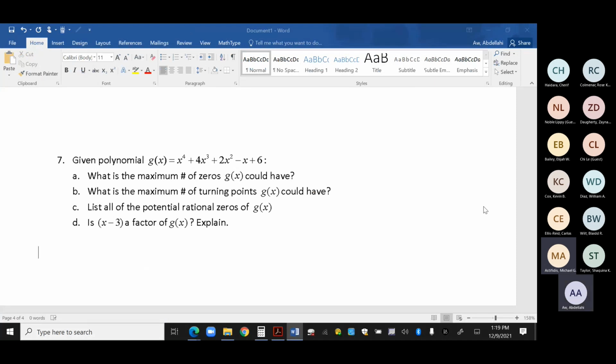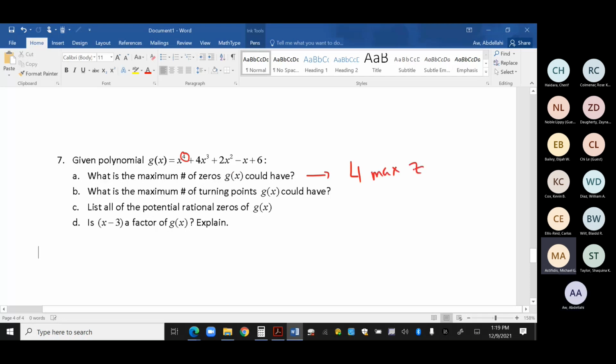What is the maximum number of zeros we can have? 5. 4. What is the degree here? It's 4, right? The maximum number of zeros here is only 4, right? 4 maximum zeros. Maybe it has 1, maybe it has 2, or at the most, it has 4.